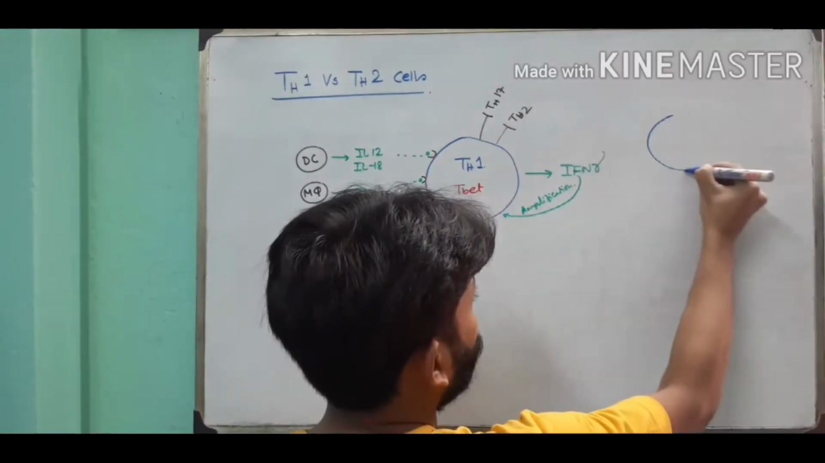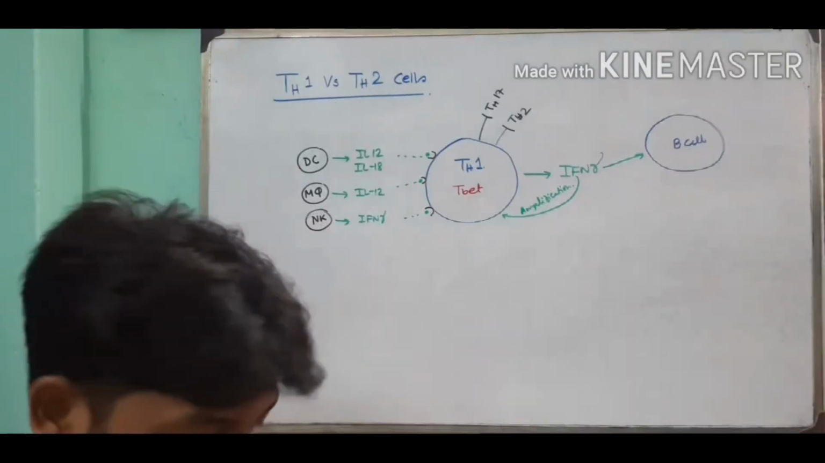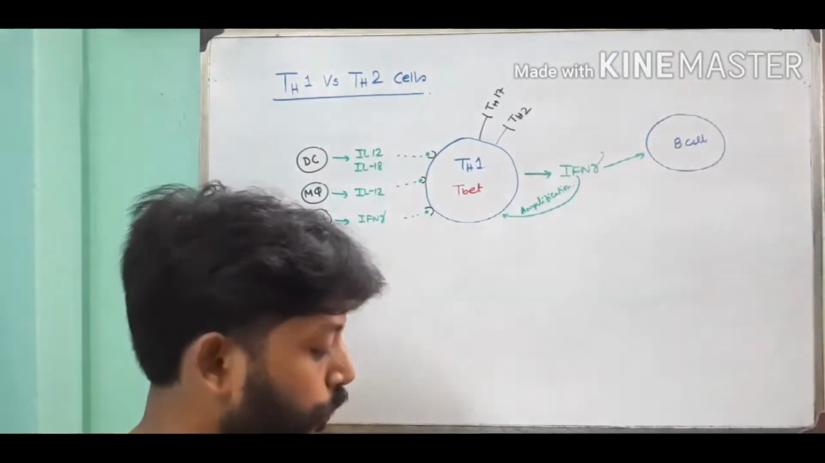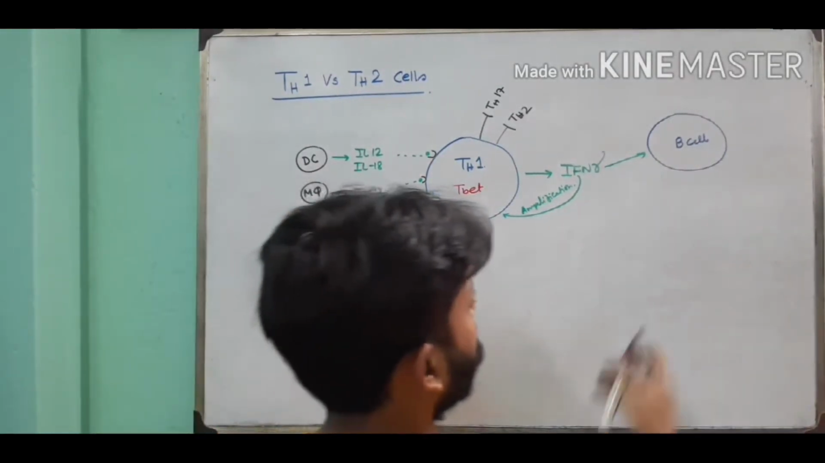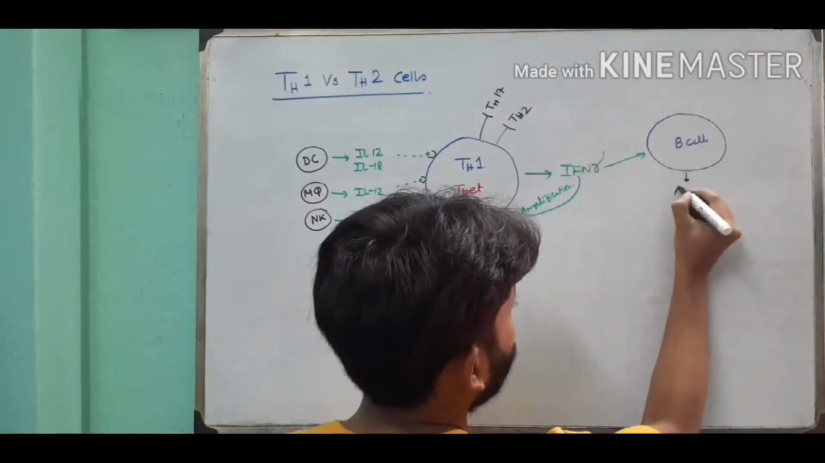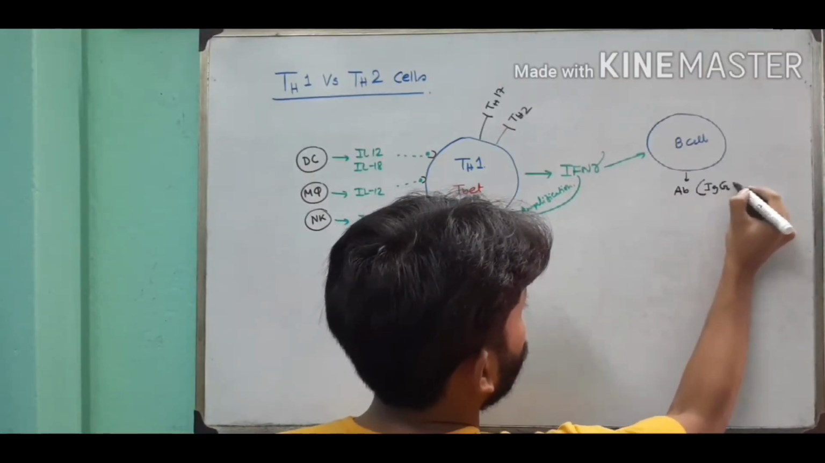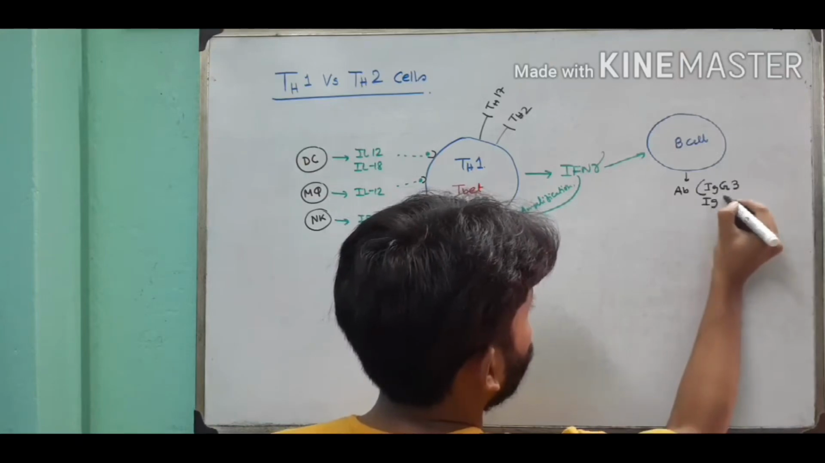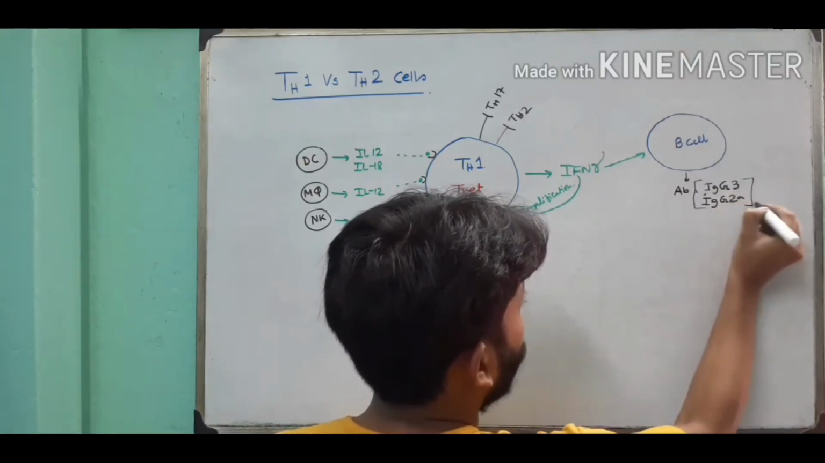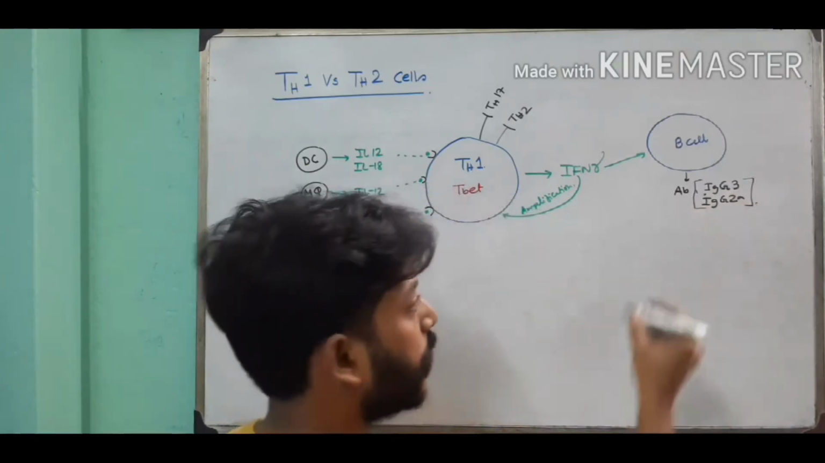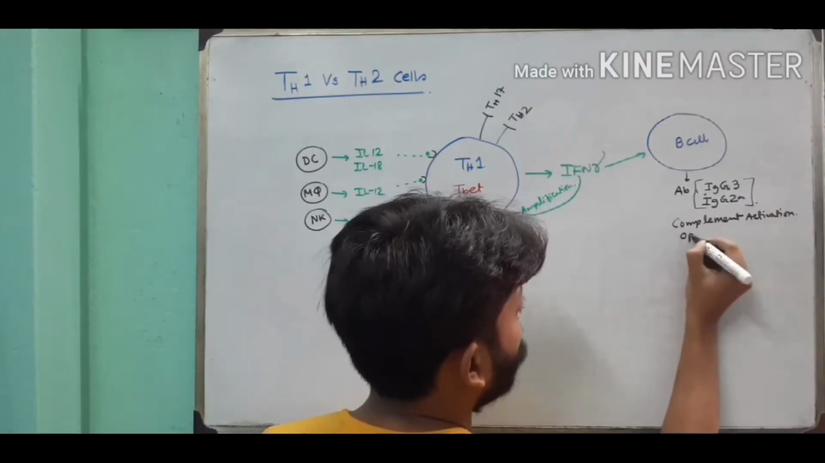And this IFN-gamma can act on B cells. The B cell receives a signal to produce antibodies like IgG3 and IgG2A. These two antibodies help in complement activation and opsonization.